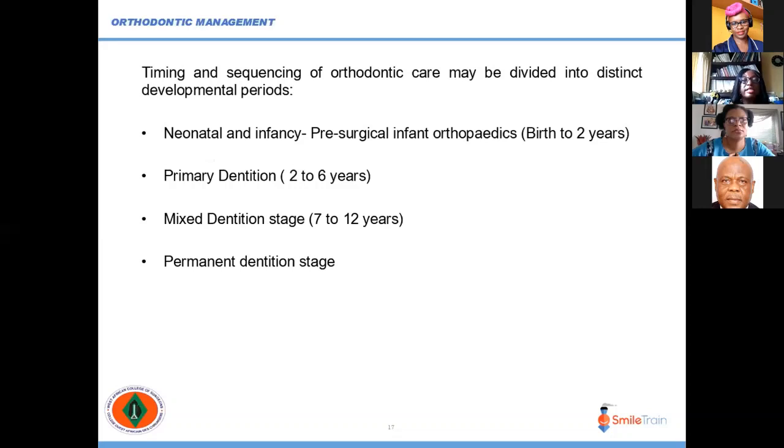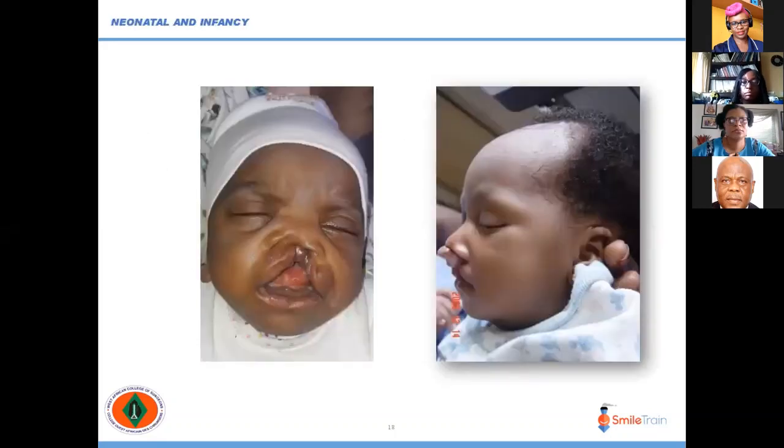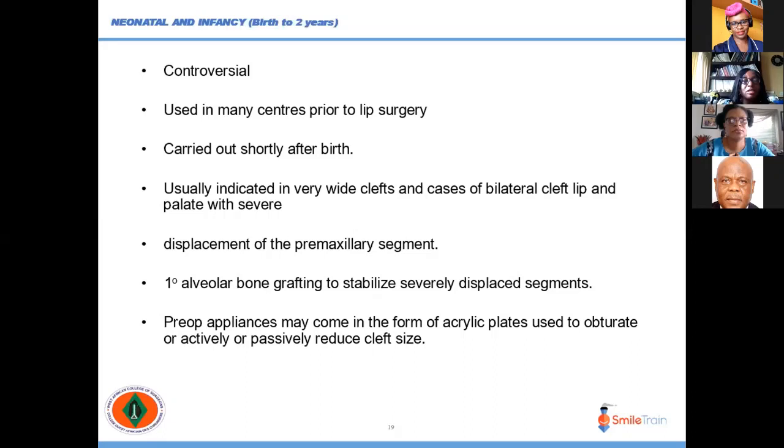There are four distinct developmental periods during which we see the cleft patients. We start with neonatal and infancy, in which we carry out pre-surgical infant orthopedics. We have primary dentition, mixed dentition stage, permanent dentition stage. These are just a couple of the patients. Now, starting with neonatal and infancy.